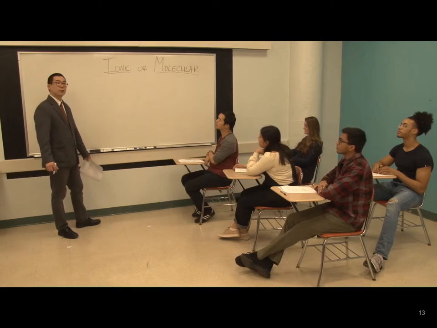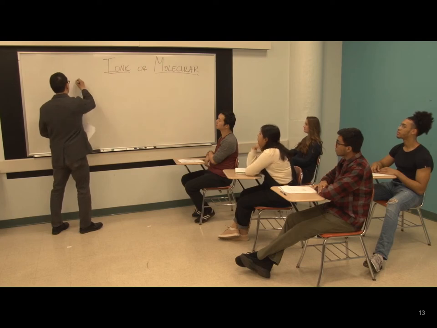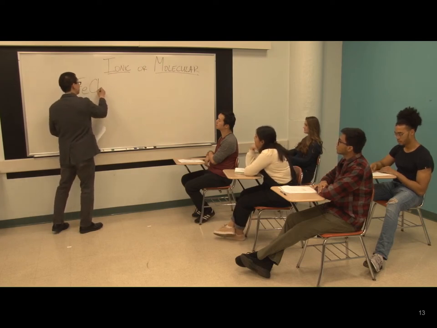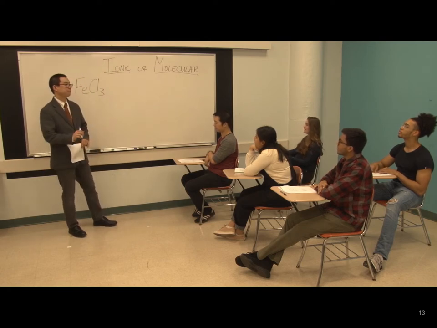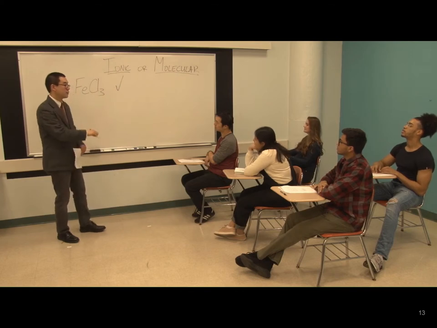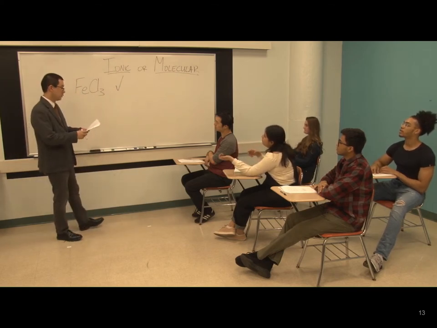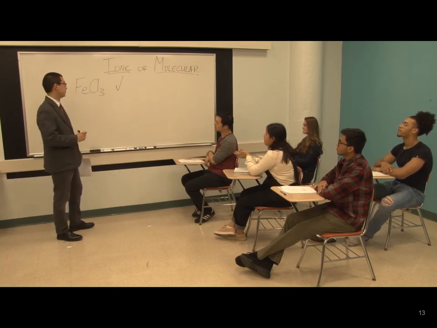Okay, so let's look at a few examples. FeCl3, iron 3 chloride. Ionic or molecular? Ionic. Why is it ionic? Kelly, why is it ionic? Fe is a metal, whereas Cl is a non-metal. So when we have a metal with a non-metal, it makes an ionic bond.